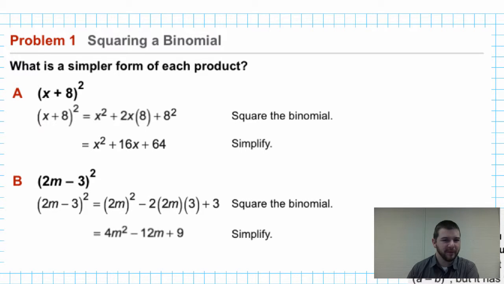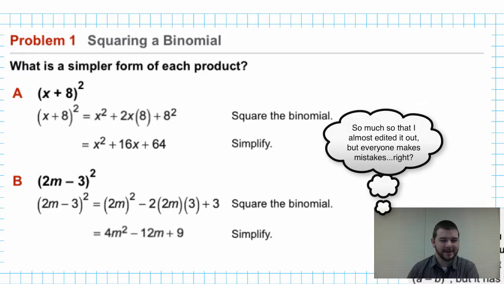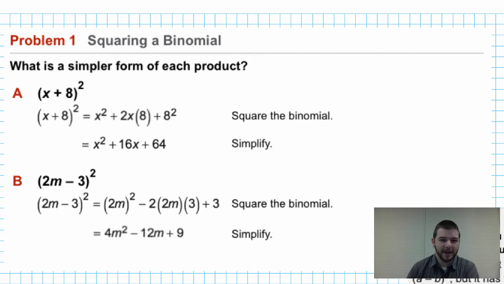I was a bit thrown off by the 8 on the right-hand side in parentheses, but that makes sense. They didn't want to change the order in which we're multiplying and still needed to represent multiplication. So 2 times the product of our two terms x and 8 makes good sense. Plus 8 squared, our second term squared. Simplifying, we find that to be x squared plus 16x plus 64.